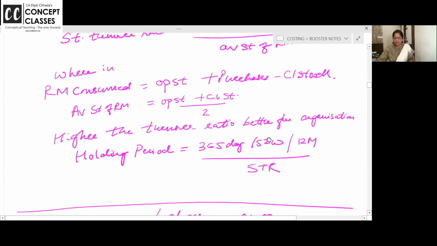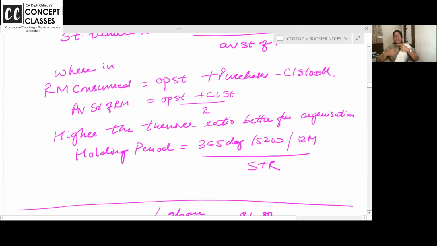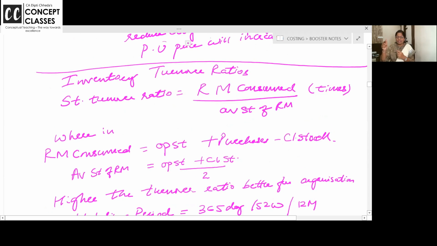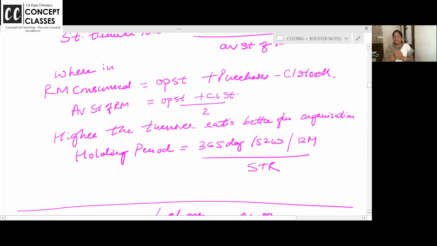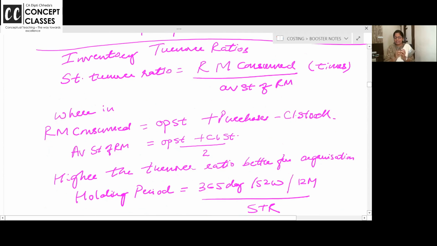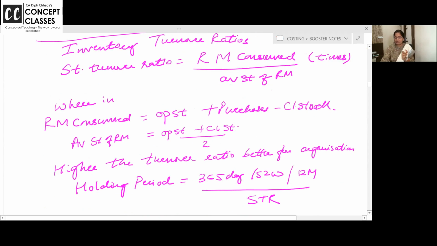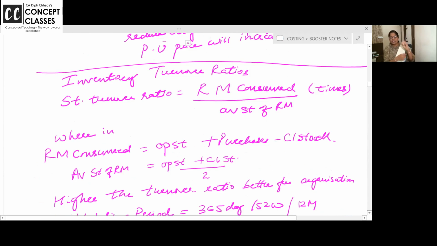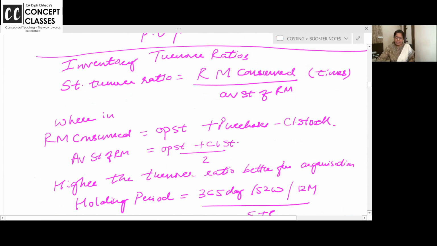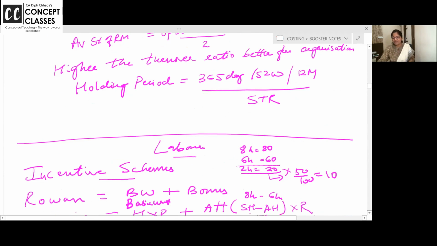Clear to all of you? And raw material turnover ratio is in times. How many times? So holding period, you can take in the numerator 365 days or 52 weeks or 12 months, and in the denominator the stock turnover ratio. This will give you that you are holding the inventory for 2 months or so.